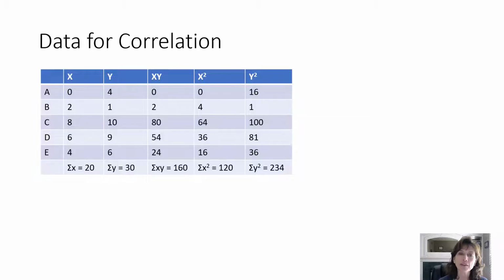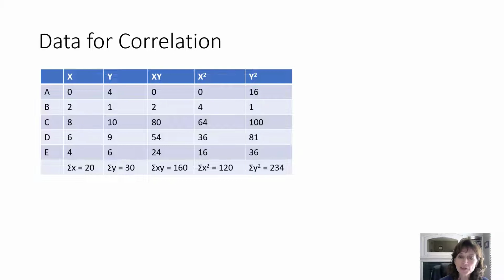And then this is something new in correlation. We're also going to calculate what's called a cross product. What that means is for each person, we'll take that person's X score times their Y score. And that's what that XY is. And then we're going to sum those XYs up. So for example, for person A, if I take 0 times 4, that gives me 0. So 0 is my XY for person A. For person B, I take the X of 2 times the Y of 1. 2 times 1 is 2. That's my XY for person B. For person C, 8 times 10 is 80, and so on.